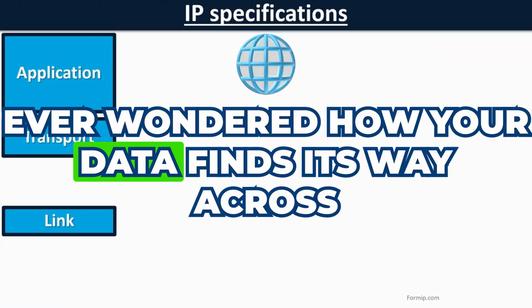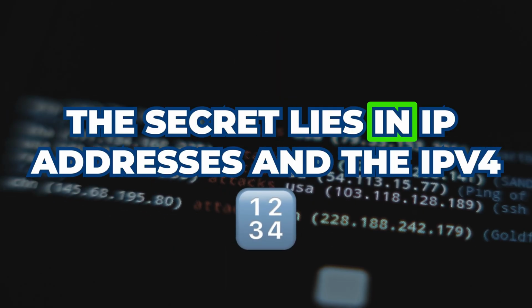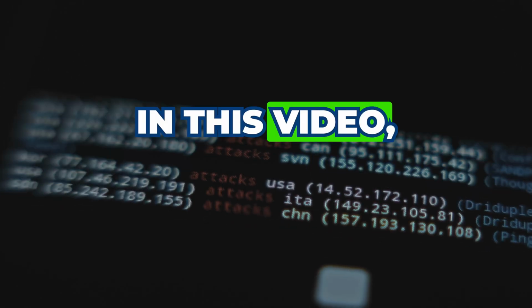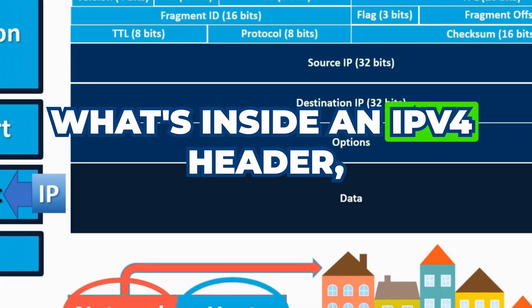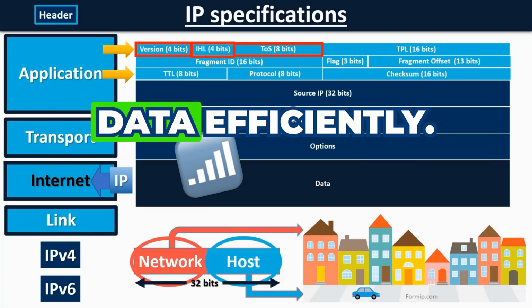Ever wondered how your data finds its way across the internet to the right device? The secret lies in IP addresses and the IPv4 header. In this video, we'll break down how IP addresses work, what's inside an IPv4 header, and how routers use this information to route your data efficiently.